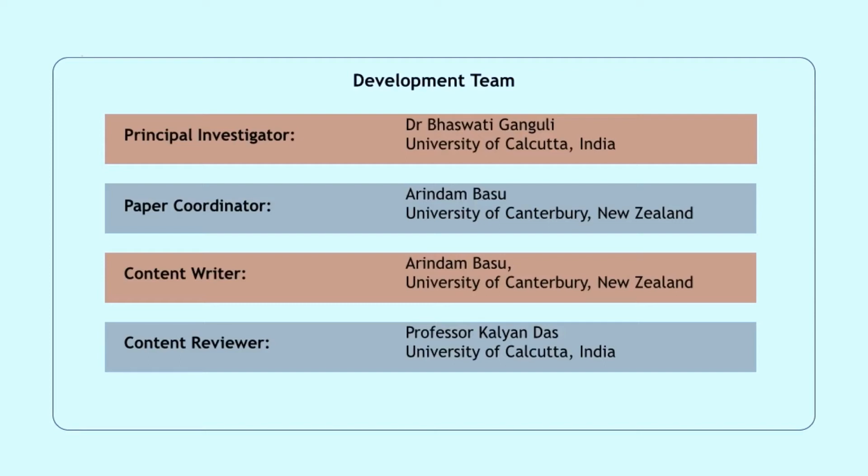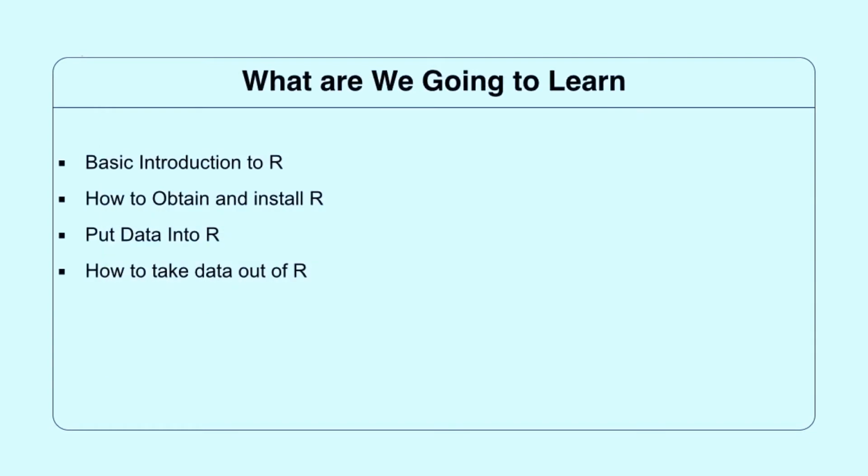In addition to those two essential activities, we're also going to cover some of the very basic ideas about getting R or obtaining R from different sources. So we start with a very basic introduction to R. We cover how do we obtain and install R and RStudio, an R integrated development environment, which is a very important accompanying piece of software to work with R. We'll learn how do we put data into R, and we also learn how do we take data out of R.